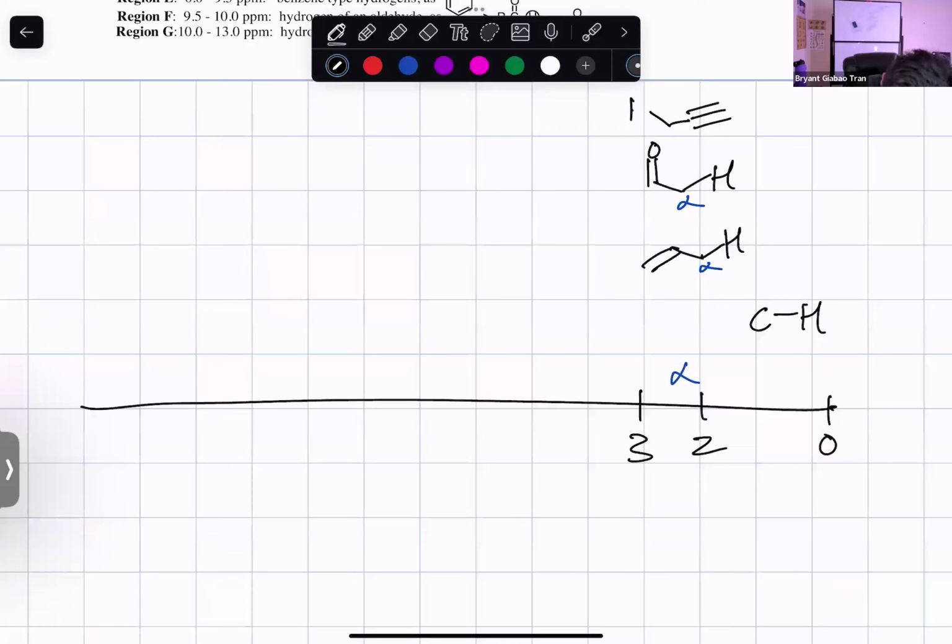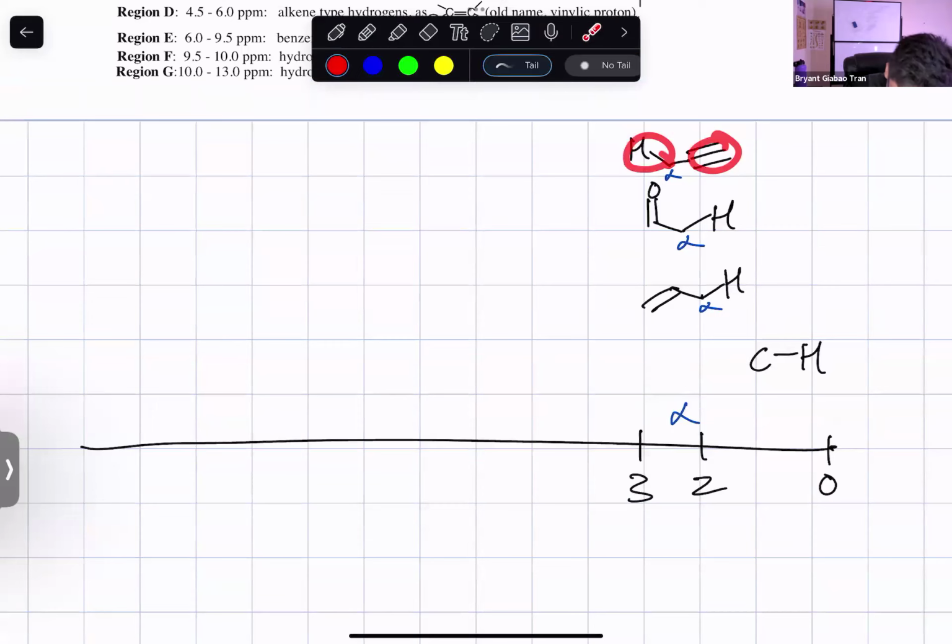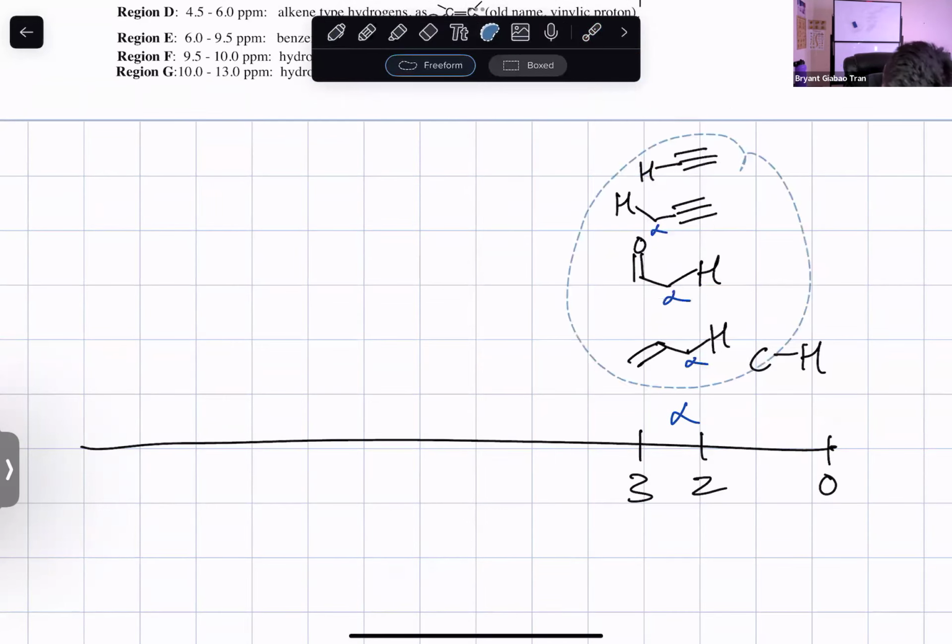So let's say this is the alpha carbon right here, one away from the alkyne, right? That's the alpha carbon. This is considered the alpha hydrogen. And it doesn't have to be alpha to the alkyne. It could be a terminal alkyne hydrogen, right? Where we notice that this hydrogen here is part of the alkyne itself. It's not alpha, it's directly attached to that sp carbon right there, right? So that's the 2 to 3 region here.